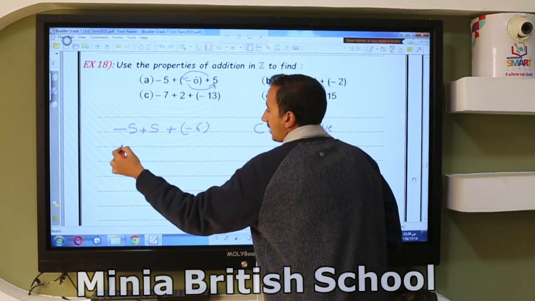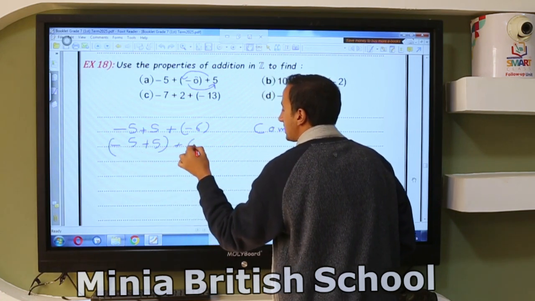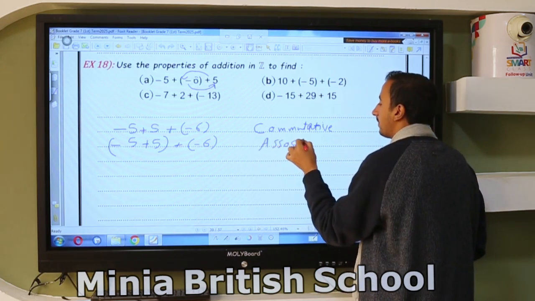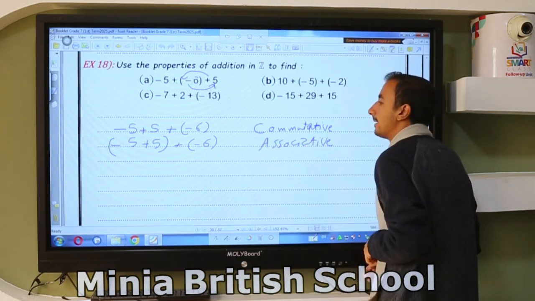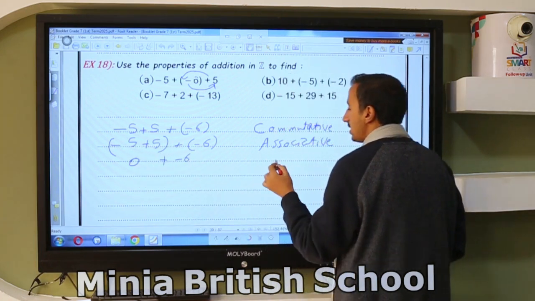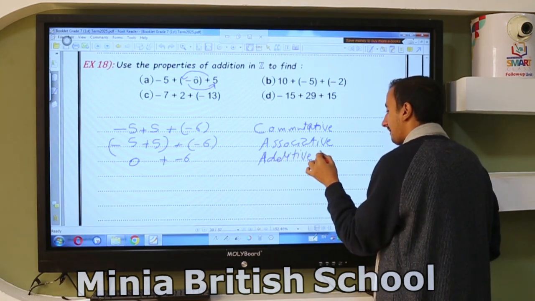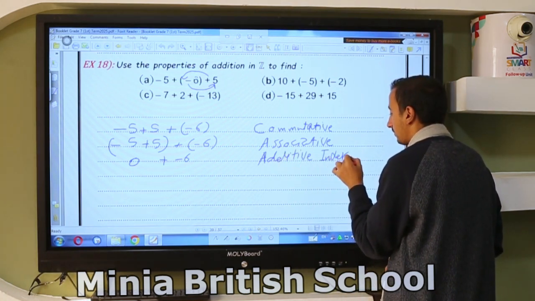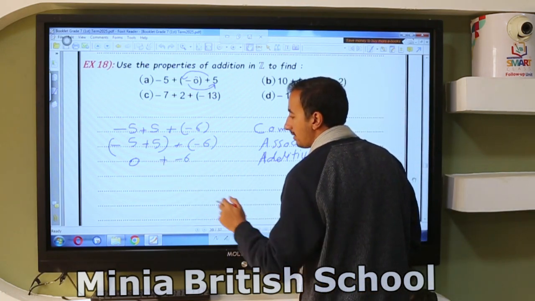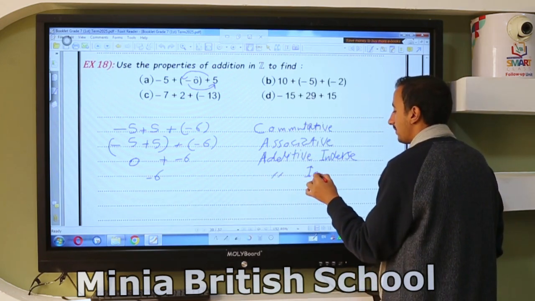Here, make this brackets: negative 5 plus 5 inside the bracket, plus negative 6. It will be associative. Negative 5 plus 5 will be 0, plus negative 6. It means additive inverse. Here 0 plus negative 6: any number plus 0 equals the same number, negative 6. It means additive identity.